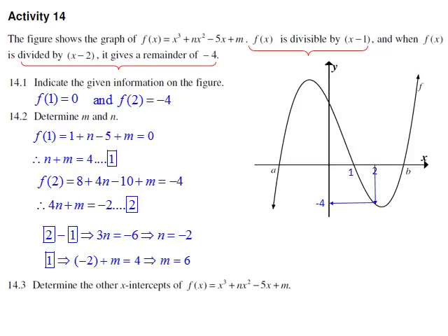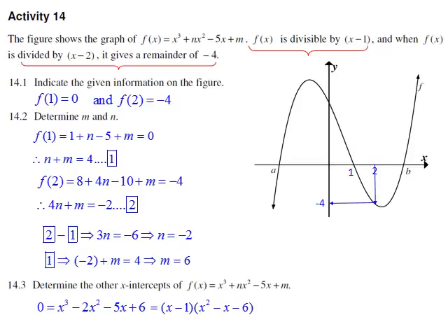Now we know that n is negative 2 and m is 6, and when we calculate x-intercepts, we let f(x) equal 0. So we have to factorize x cubed minus 2x squared minus 5x plus 6. We already know that x minus 1 is one of the factors of this equation, and you can find the other factor either by inspection or by long division. So my other factor would be x squared minus x minus 6.